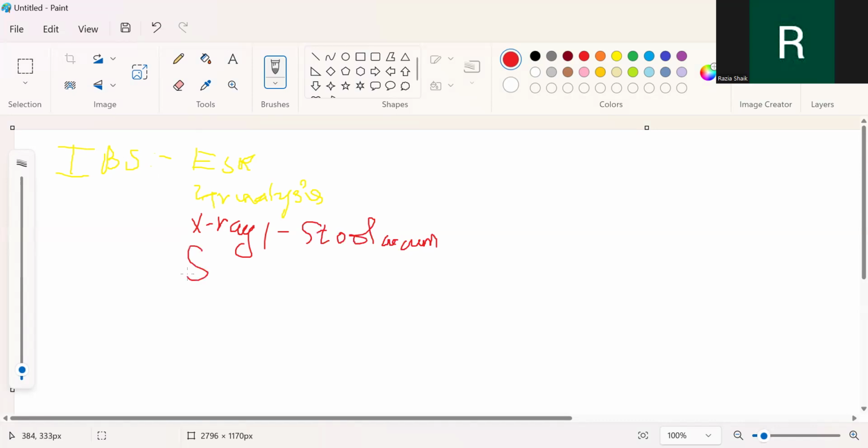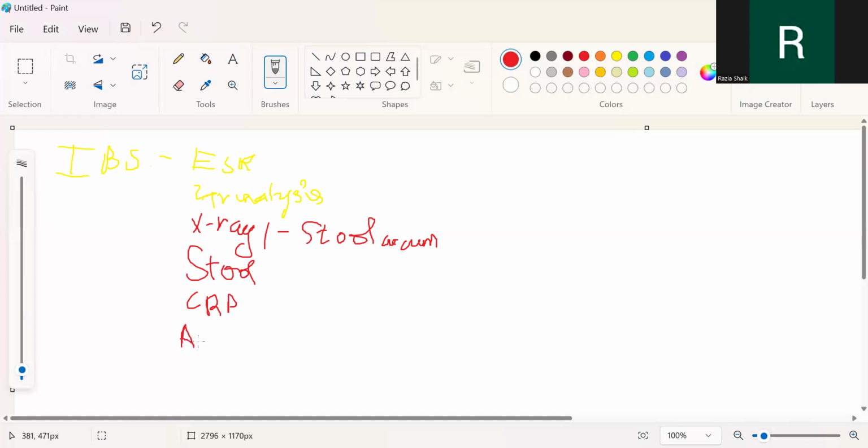Make sure to do stool ova and parasites. You don't need to go with the stool cultures or anything like that. This one is to rule out pathologies like infections pertaining to diarrhea. And then we can check the CRP levels. Again, this counts as an inflammatory marker.